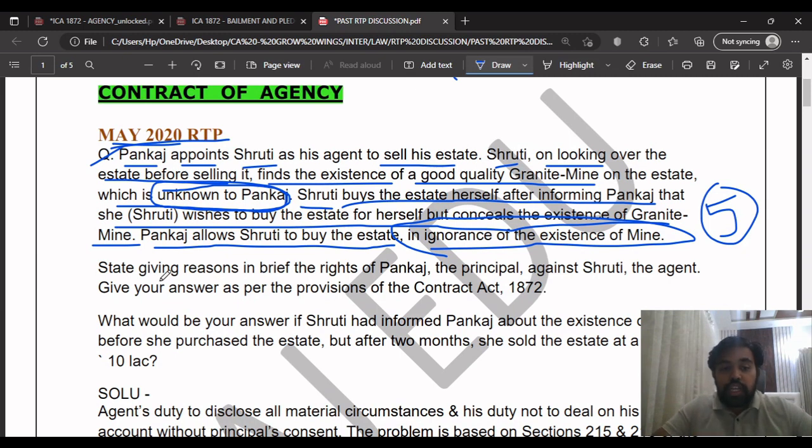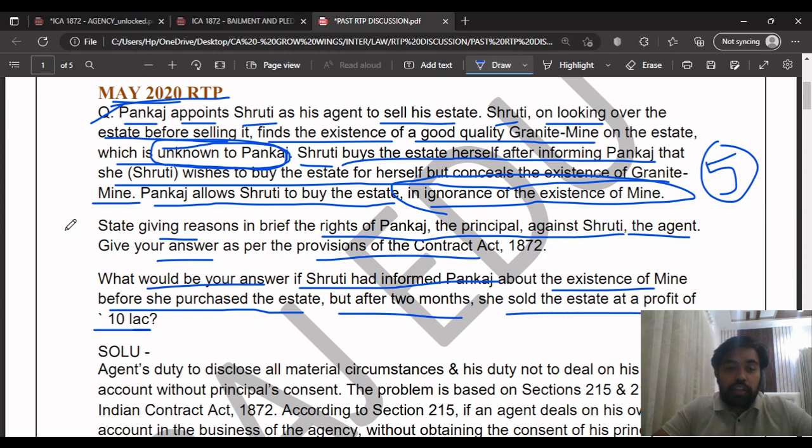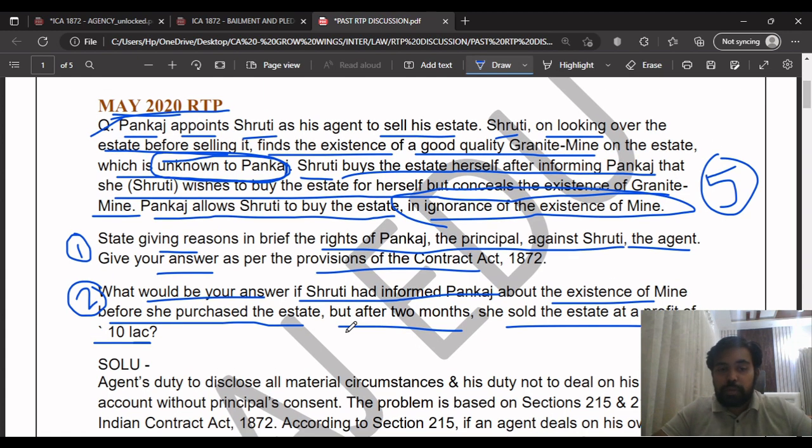The requirement of the question states: giving reasons in brief, the rights of Pankaj, the principal, against Shruti, the agent. Give your answer as per the provisions of the Contract Act. And what would be your answer if Shruti had informed Pankaj about the existence of the mine before she purchased the estate, but after 2 months she sold the estate at a profit of 10 lakhs? Here there are two questions. This is question number one. This is question number two. But both these questions are based on the same provision. So you don't have to worry about writing two different provisions, because there are no two different provisions here. It is the same provision, but two sections are there.